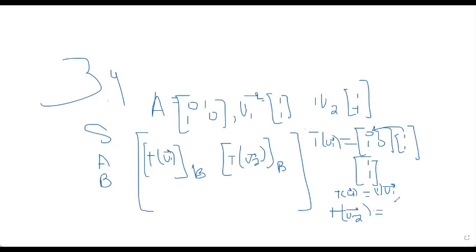So T of V2, in this case, we've got 1, 0, 0, 1. Nope, that's not correct. I got it mixed up. It is 0, 1, 1, 0. And then you multiply that times 1, negative 1. And surprise, surprise, this time you get negative 1, 1. So in other words, you get negative V2.